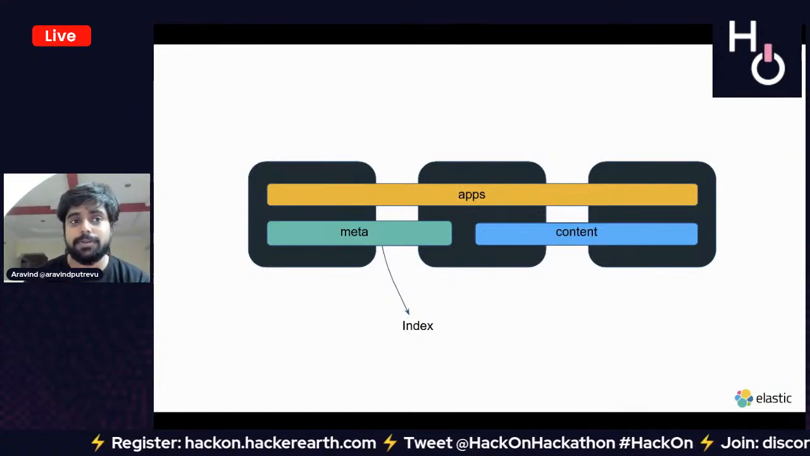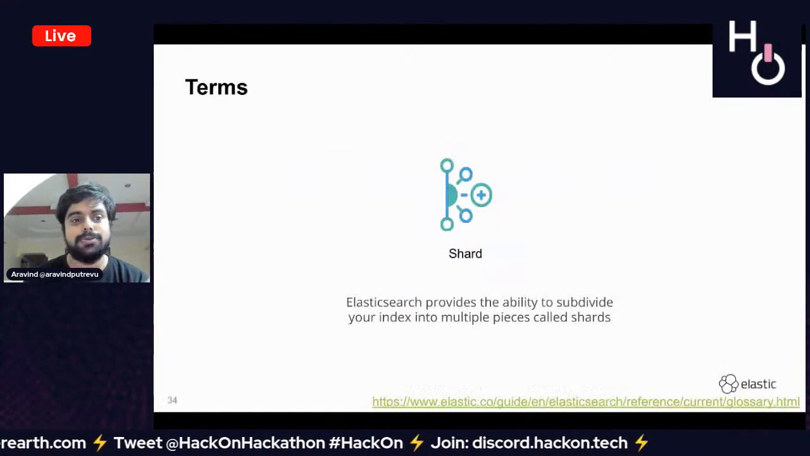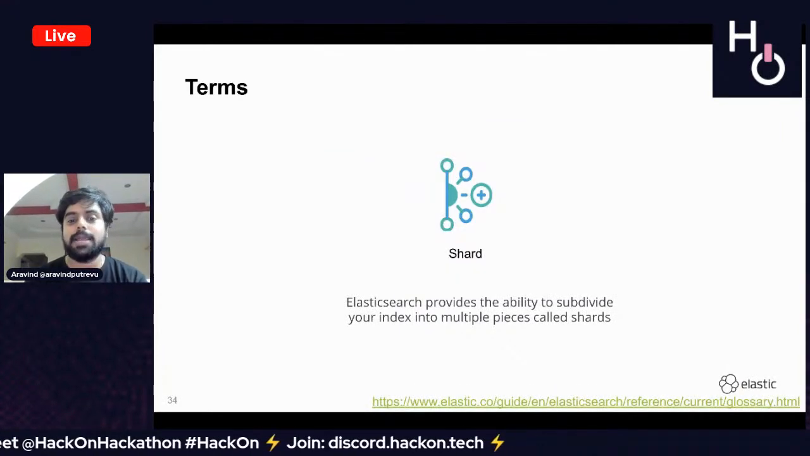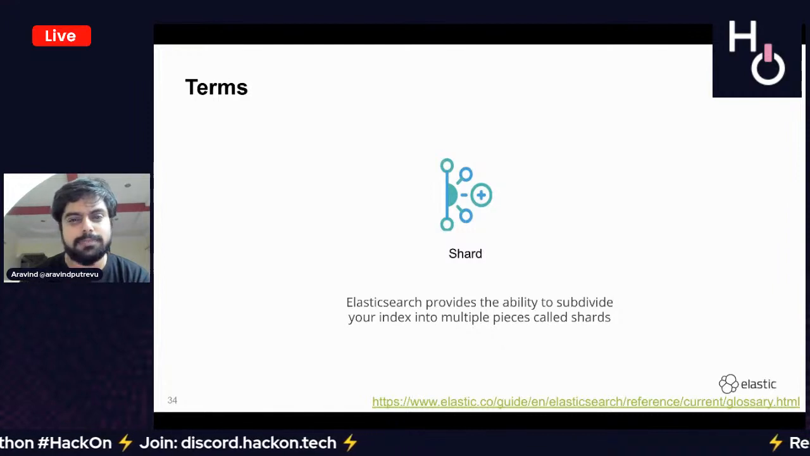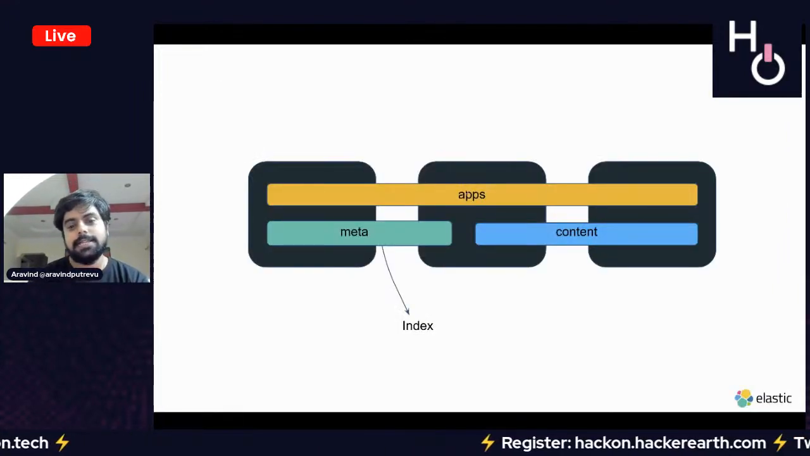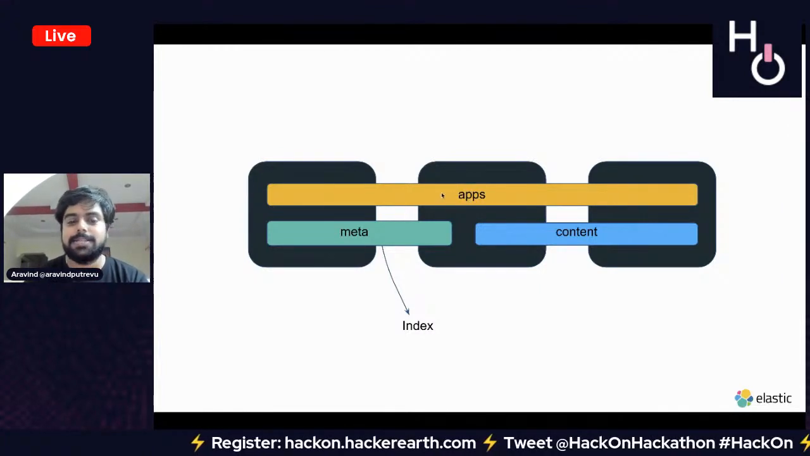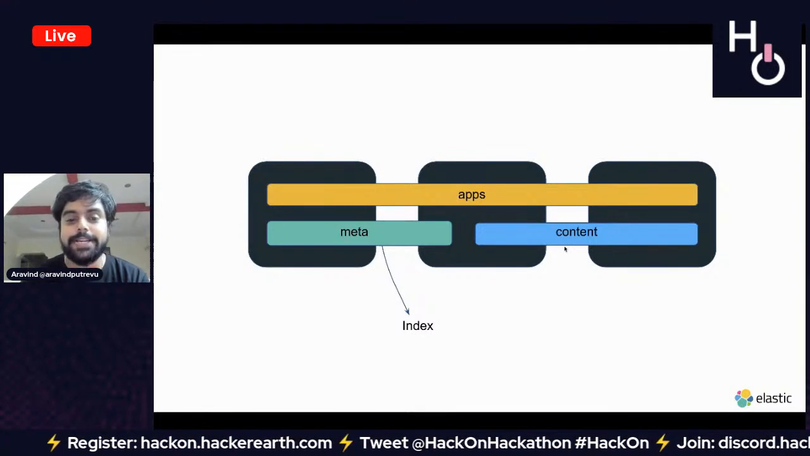Please do ask if you have any questions. I think this is a bit complex and I'm going a bit fast, so if you have any questions, please do ask. At the same time, Elasticsearch contains this concept called shards. What is a shard? I said that data spreads across multiple nodes, and this is an index.